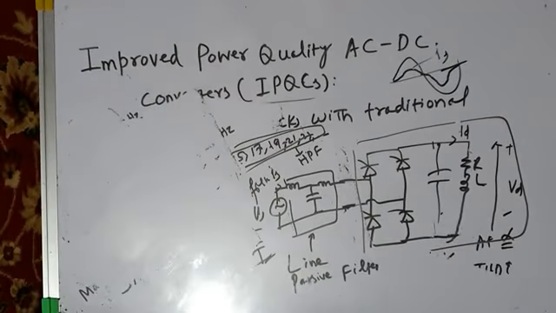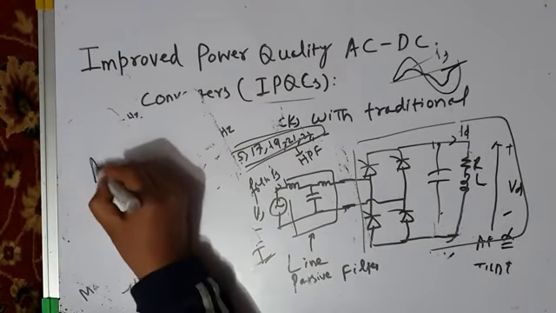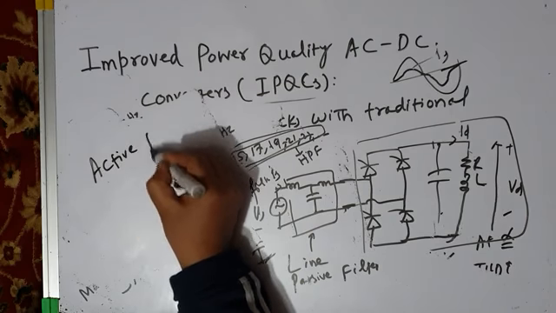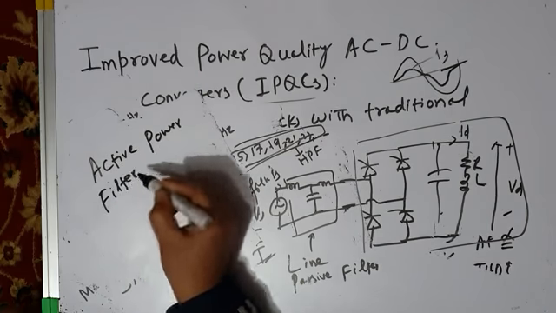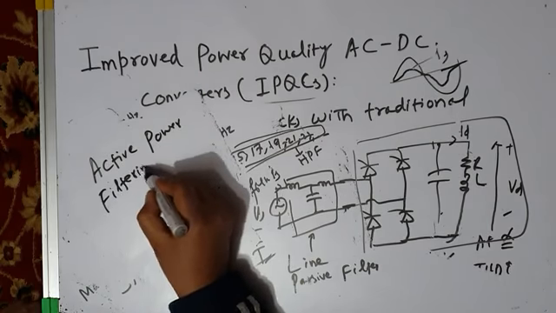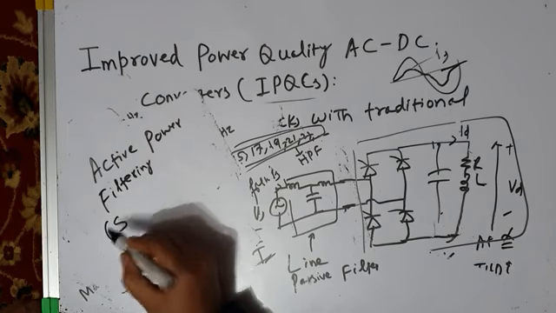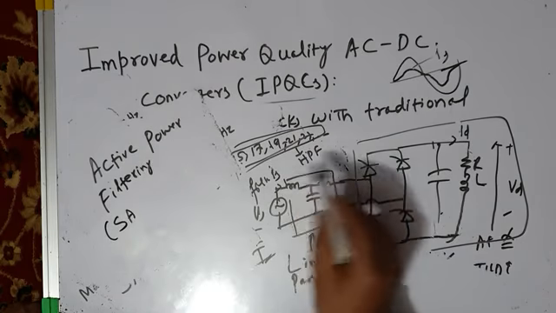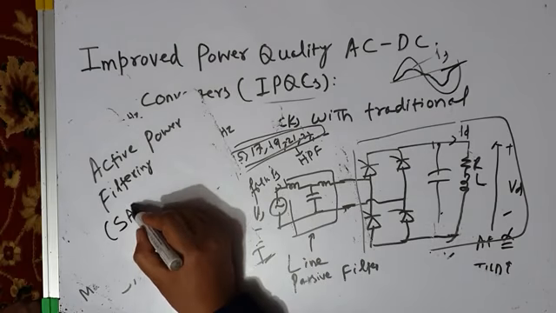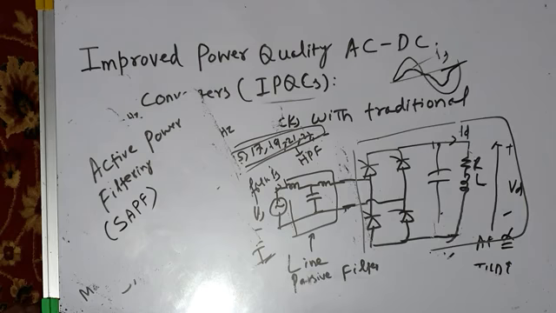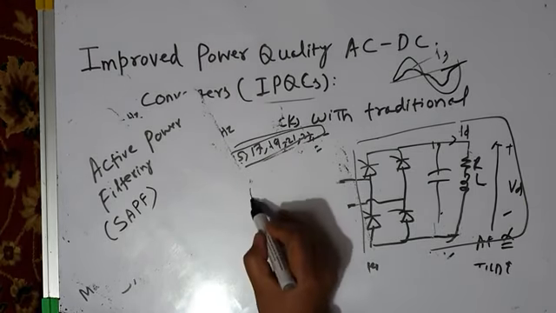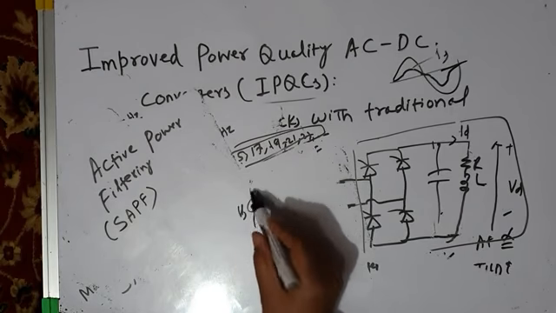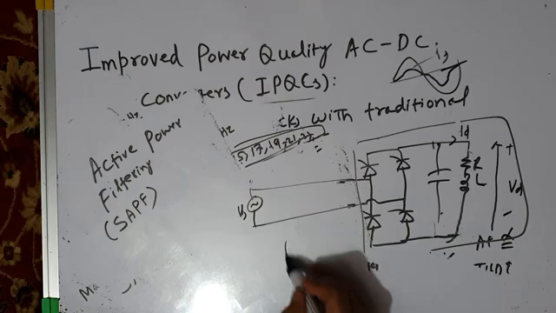Another solution is active power filtering, and we have discussed in the last few lectures about active power filters. One of the best active power filters which will address this current harmonic distortion is the shunt active power filter. So in the shunt active power filter, what will you do? If this is your phase controlled converter, you will have a shunt active power filter like this.